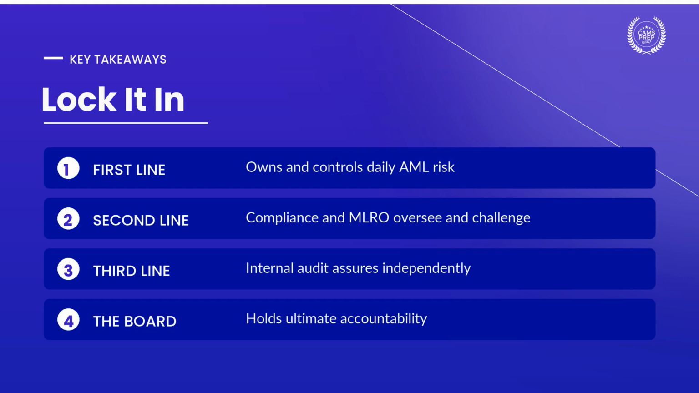Let us wrap this up. The first line owns and controls daily AML risk. The second line, compliance and the MLRO, oversees and challenges. The third line, internal audit, assures independently. And the board holds ultimate accountability. That's how organizations balance risk.